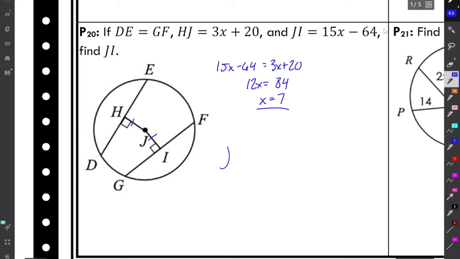So to find JI, that's equal to plugging in 7 for x. So 15 times 7 minus 64. JI comes out to be 41, and that's our answer.